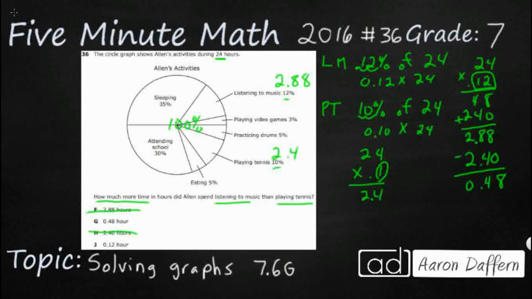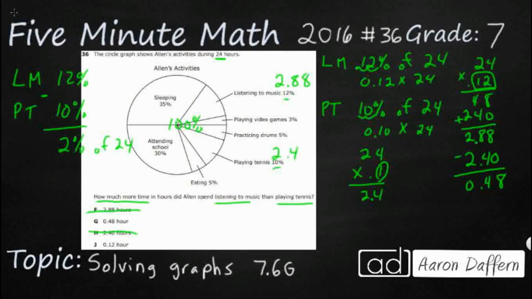Now that's kind of the slow way of doing it. Some of you might have noticed a big brain move earlier. So check this out. Listening to music, 12%. Playing tennis, 10%. You know, before we even multiply by 24, some of you might have done this. You might have subtracted. The difference is 2%. And let's find 2% of 24. And if you did that, you are going to find the exact same answer, but you're also going to find that you have to do a lot less multiplication.